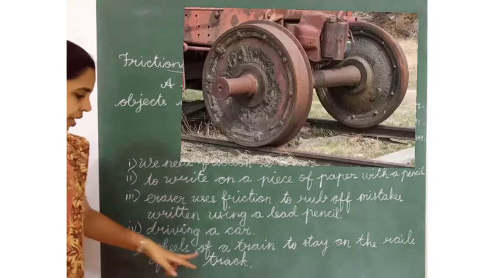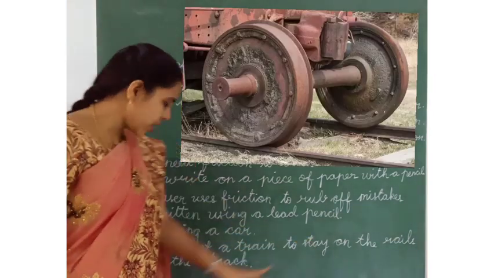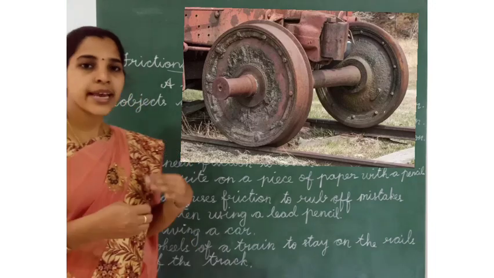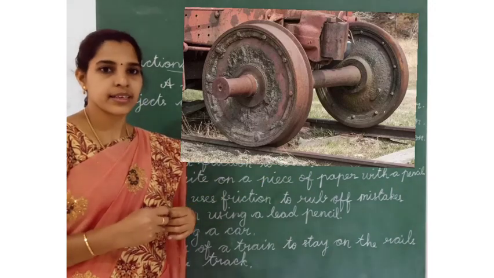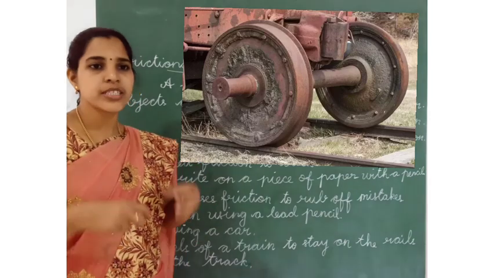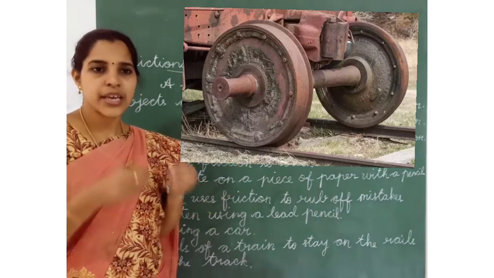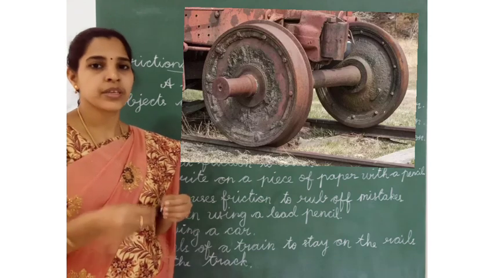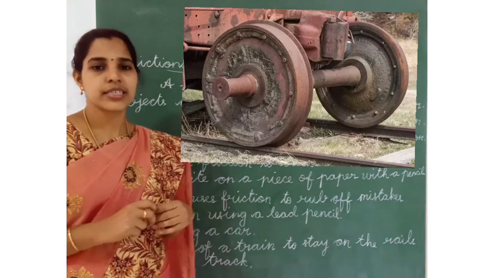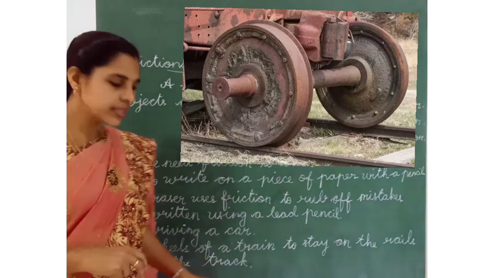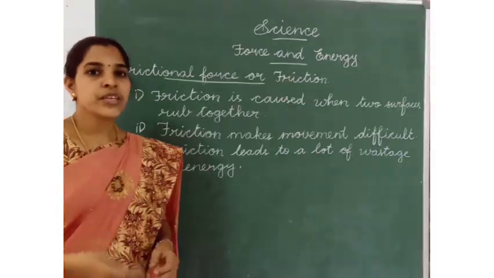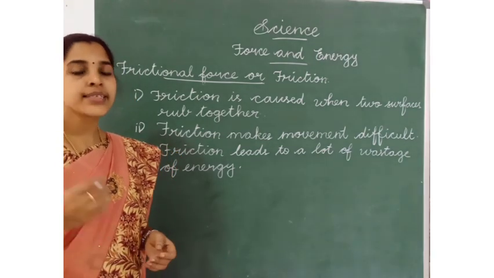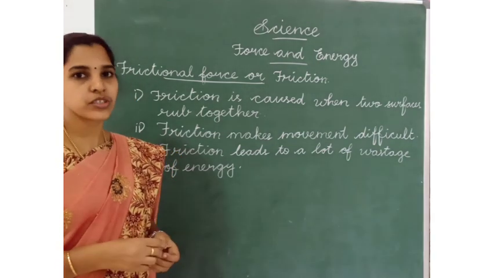Next, the wheels of a train stay on the rails of the track. Trains move by track. If there is no friction, it will move very fast. If there is friction, in the amount of less friction, it will be smoother. Trains move smoother on the track. Friction is needed for many things, but there is a problem in many situations.